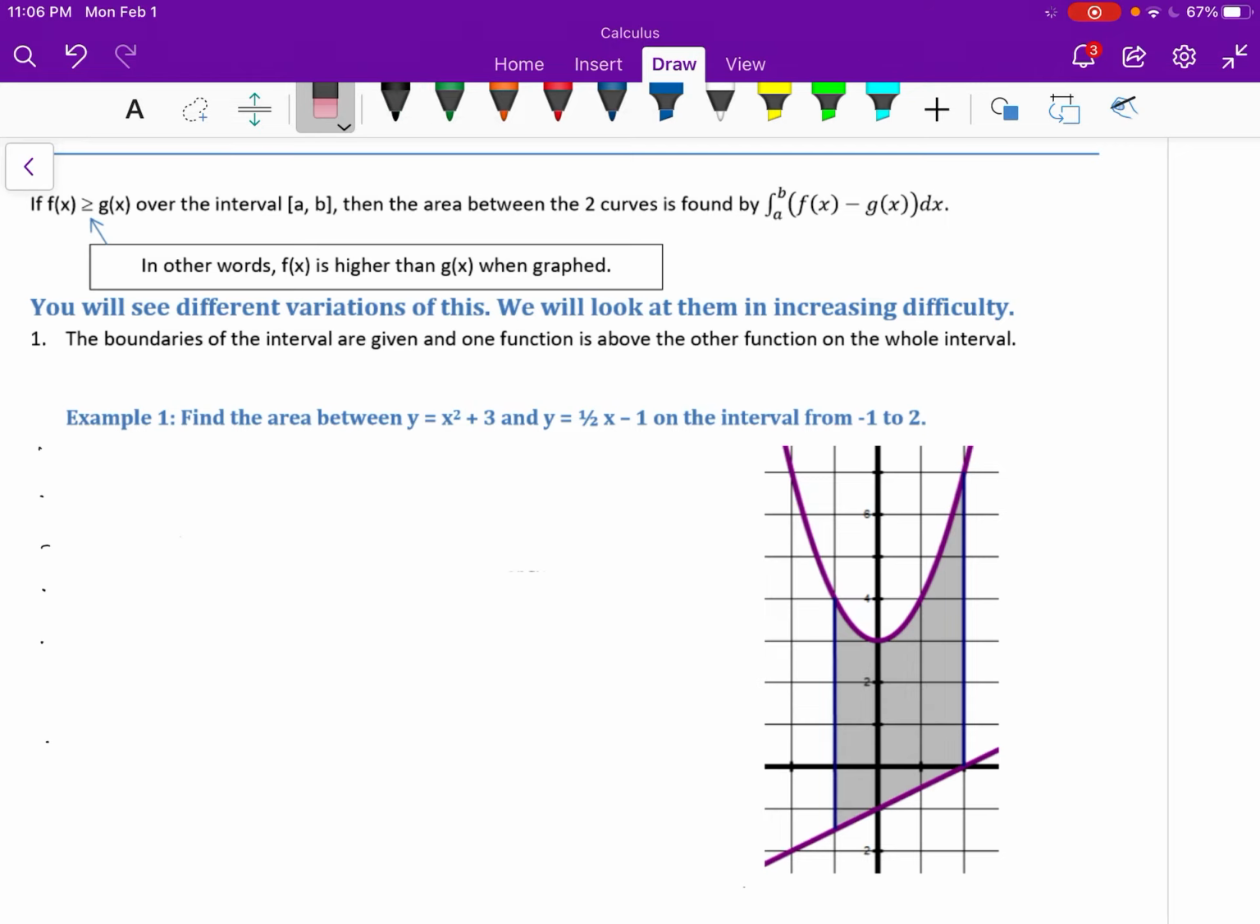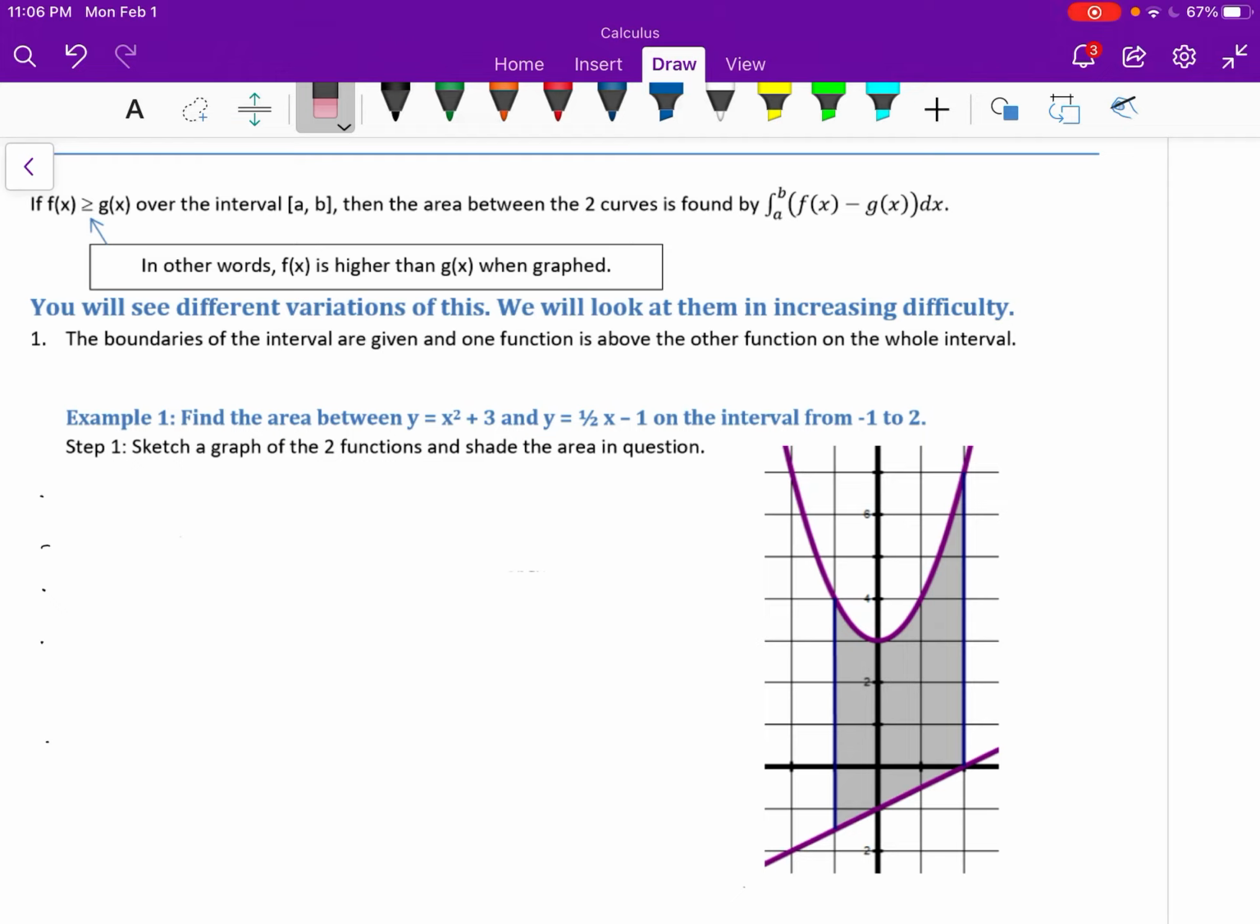I have some of the work here, or the graph here at least. So first thing you want to do is read the example. Find the area between y equals x squared plus 3 and y equals 1/2 x minus 1 on the interval from -1 to 2. It's often helpful to have a quick sketch of this graph. We're very familiar with both of these functions. We have a parabola that's just moved up 3 and a line. So very easy to graph. It doesn't have to be exact. It just gives you an idea, especially that the parabola is higher than the line.